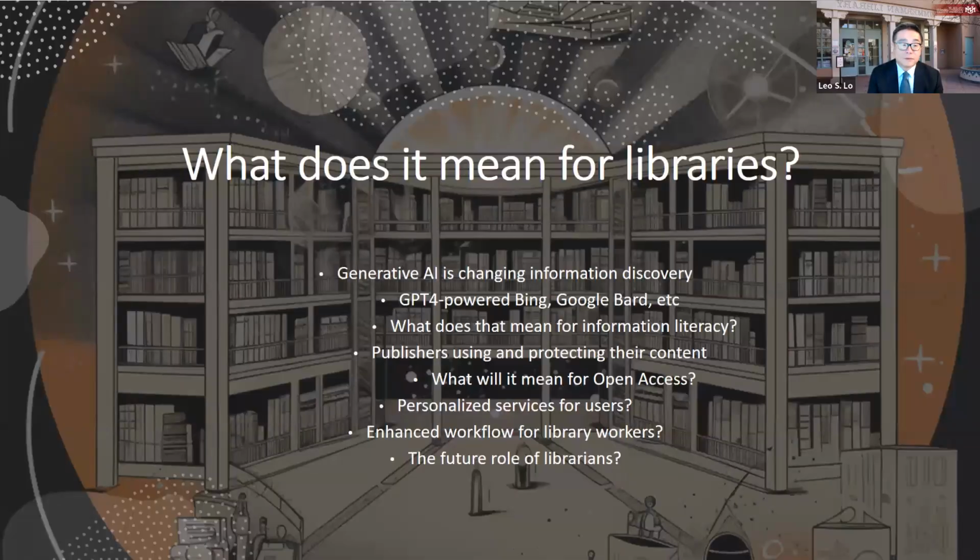So what does it mean for libraries? These are just some initial thoughts. I mentioned that generative AI will change information discovery. It's already changing it. GPT-4 powers Bing, and Google too. What does it mean for information literacy? Publishers are now using and protecting their content much more because they know how valuable it is for training purposes. What will it mean for open access? Personalized services for users, for example, or enhanced workflow for library workers? What are the future roles for librarians?